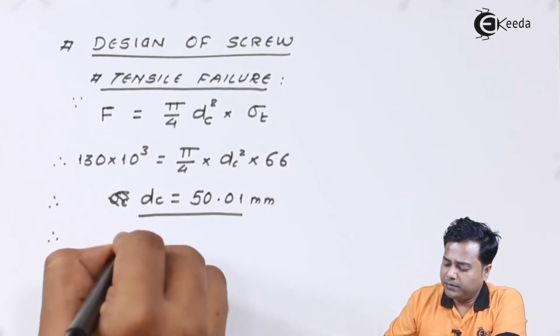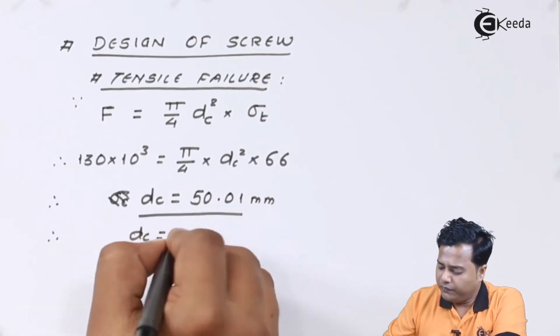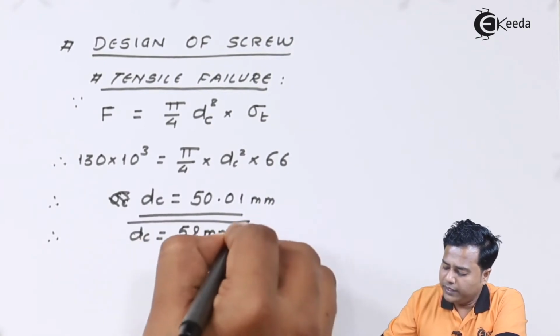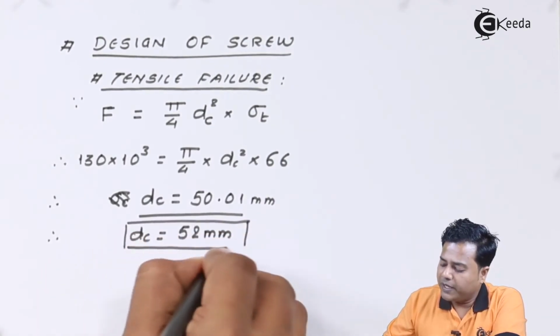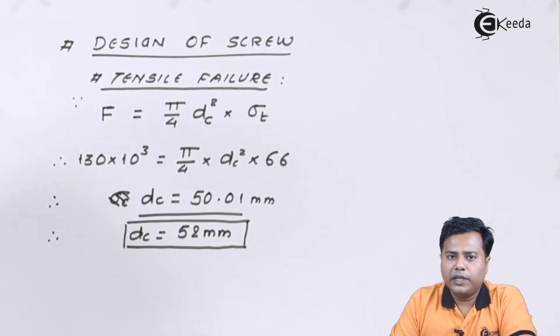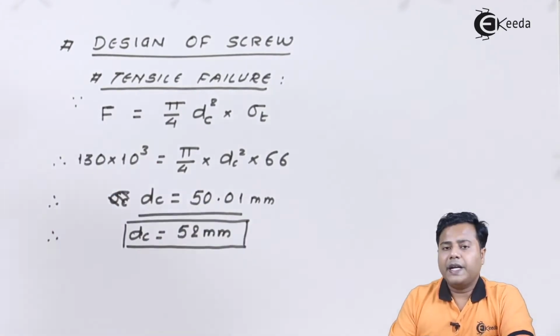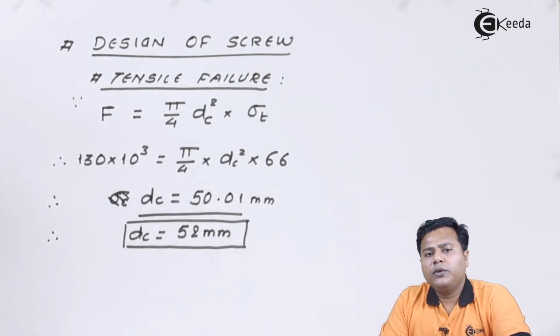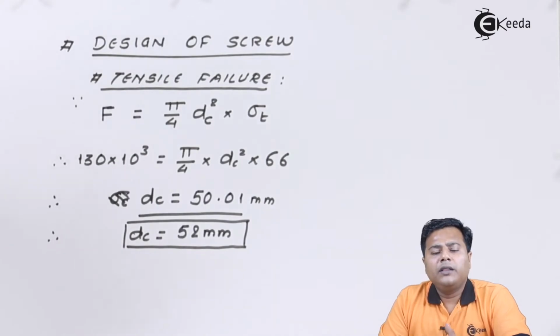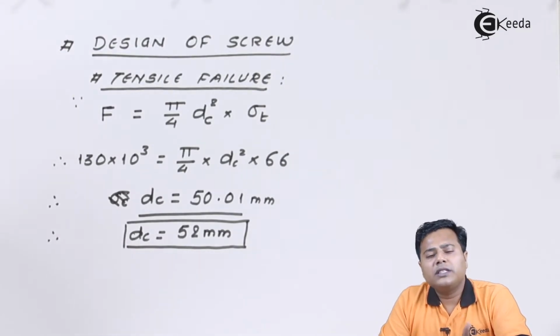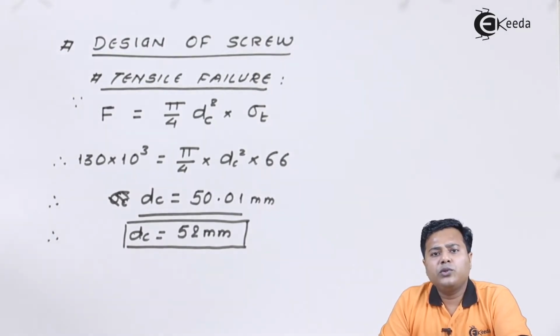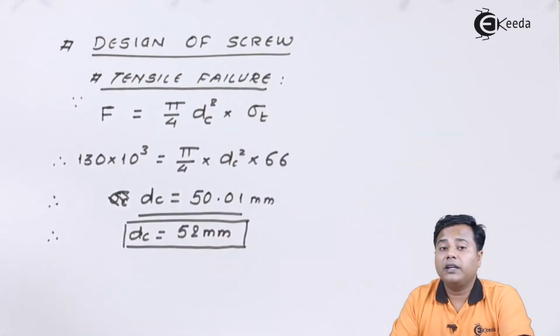Let us consider a higher series. Let us make it 52 millimeter. And hence there we find the first parameter of a power screw, that is the core diameter of the power screw. Now there are standard power screws. If you remember, in the first topic itself we went for learning the standard specimens or the preferred series or standard components like bearings, screws, nuts. They come in standard values.